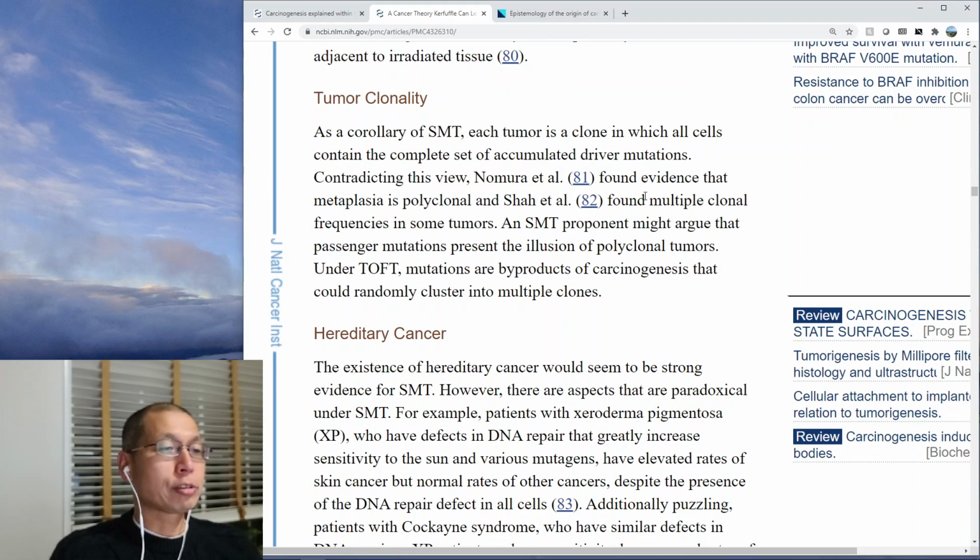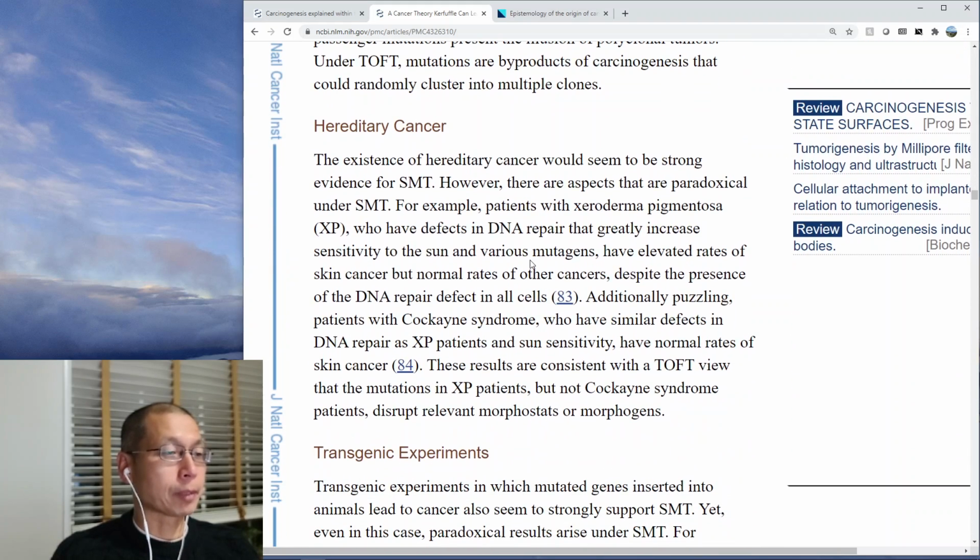So one interesting finding is that when we sequence tumors, the tumors are not clonal. They have different mutations throughout the tumor. So if the tumor started from one cell that became the original cancer cell, a reasonable expectation would be all the cancer cells share the same mutation, but that is not the case. Now, proponents of the somatic mutation theory say that as tumors develop, they get more mutations and they become polyclonal. So there's an explanation for most of these problems that they mention in here.